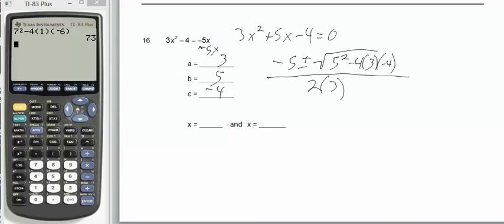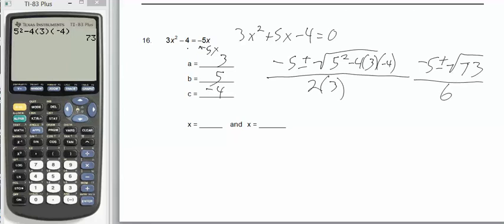I put that in the calculator. So I'd do minus 5. I'm sorry, I wouldn't do that. I would do 5 squared minus 4 times 3 times negative 4. And that happens to be 73 again, so I go minus 5 plus and minus the square root of 73 all over 6.